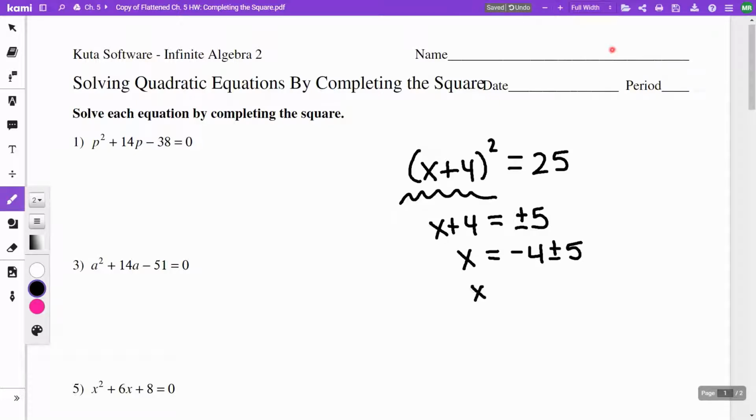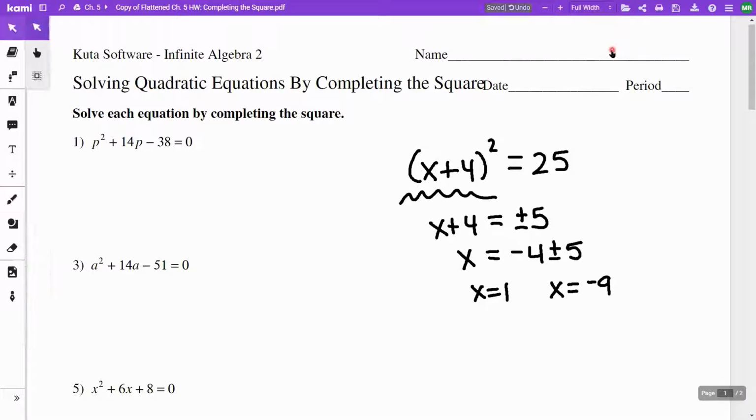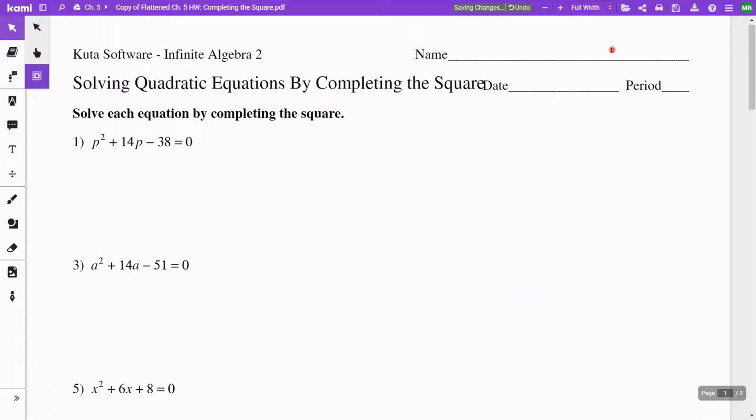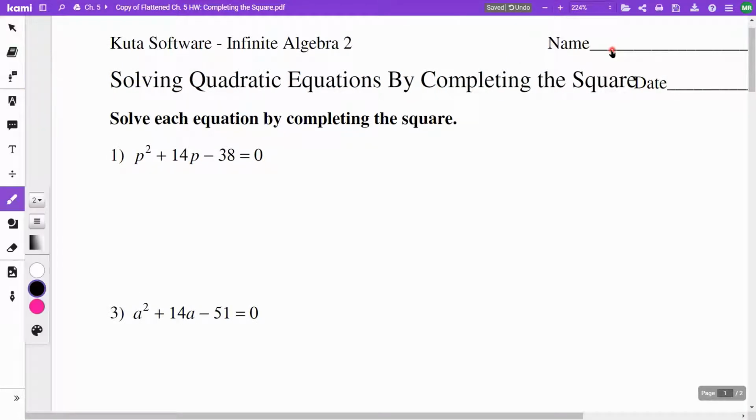One answer is going to be x equals 1. The other answer is going to be x equals negative 9. Negative 4 plus 5 and negative 4 minus 5. Those are the two problems that we're working out, and those would be our two answers. That is our goal. These ones are not in that form, so we're trying to get them to look like that form.